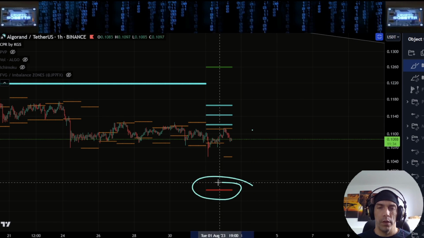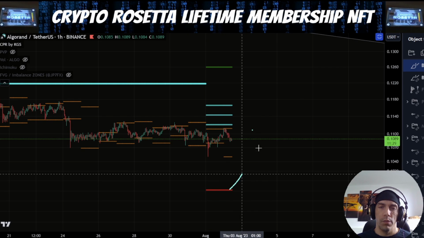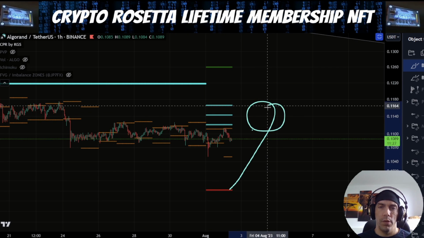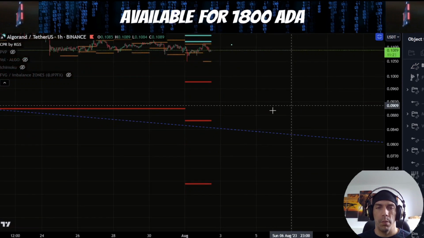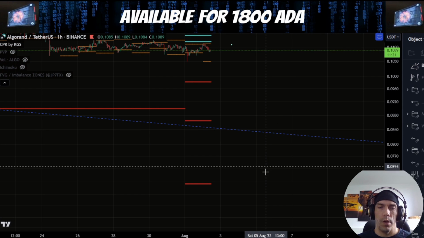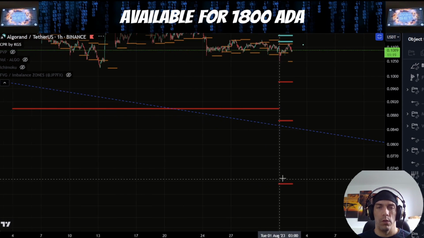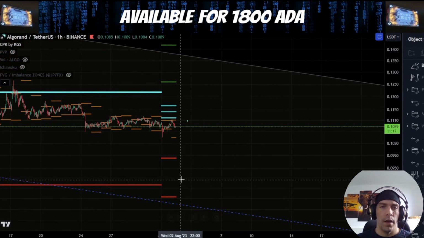If we do look to find support here, then potentially we could see price get attracted back towards these CPR lines. But if we do fail to actually hold this level, other targets for this month is this area here of the 0866 and the 0702 as potential targets for this month.